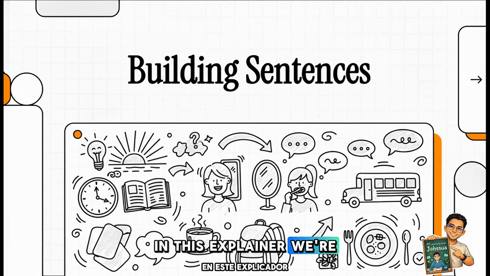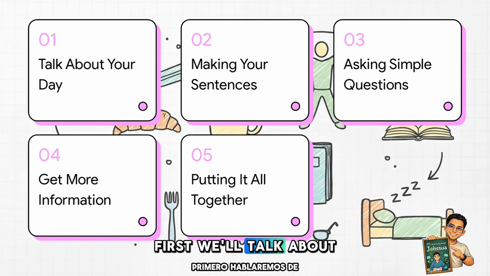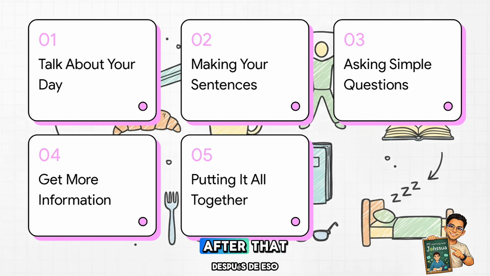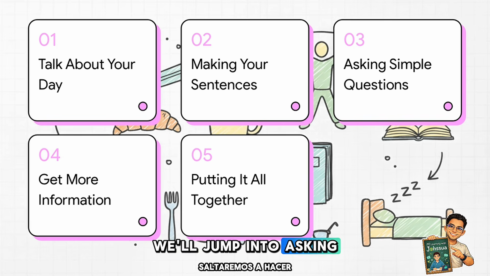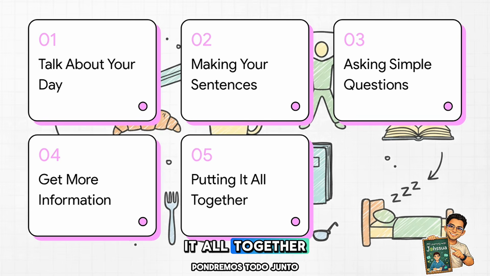In this explainer, we're going to build sentences together piece by piece so you can talk about your daily routine super easily. Okay, so here's what we're going to do today. First, we'll talk about your day. Then we'll figure out how to make your own sentences. After that, we'll jump into asking questions and even how to get more details. And finally, we'll put it all together. Sound good? Let's get started.